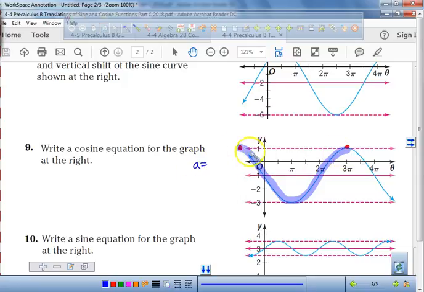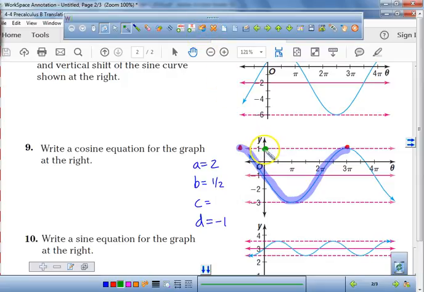What's my a value for this blue graph right here? My a value is a positive 2. My b value is still the same. What's my b value? It's still a half. My c value is going to change, but my d value is going to stay the exact same. So let's think about it. What would change if this is normally where it starts, but it shifts over to the left? What would the phase shift be? Negative pi, right? But what would the c value end up becoming?